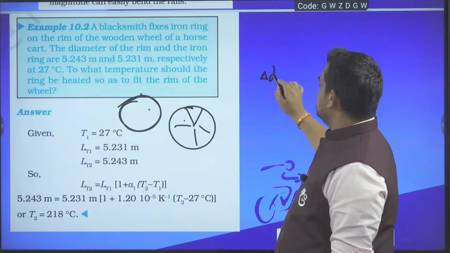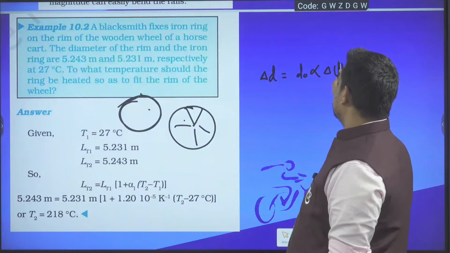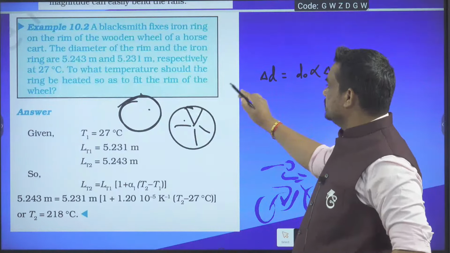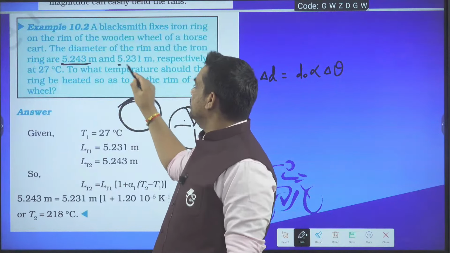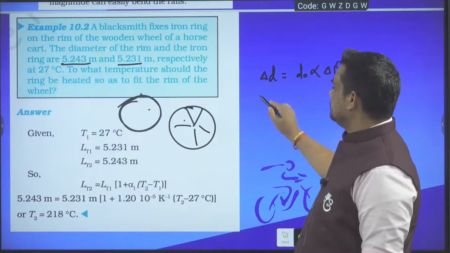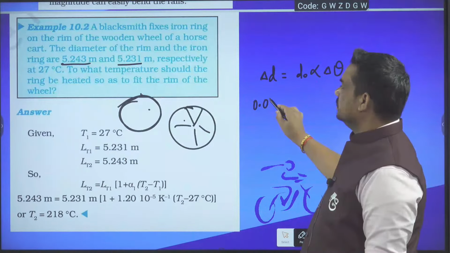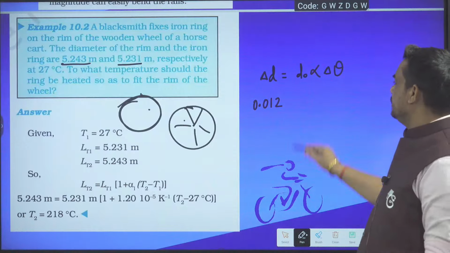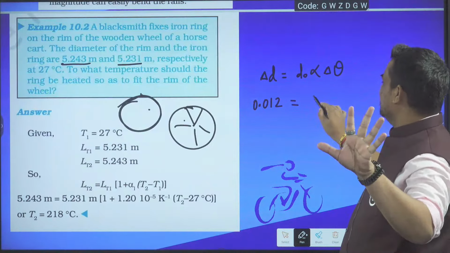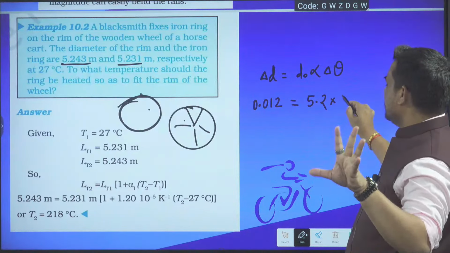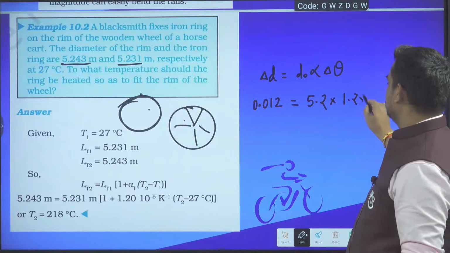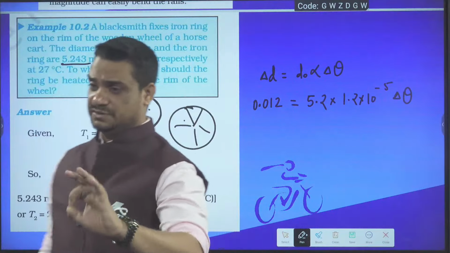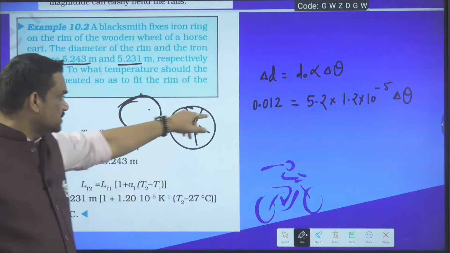So in that case delta D should be equal to D naught alpha delta theta. In this case this is 5.243 and this is 5.231. So how much do we need to expand? Actually 0.012 we have to expand. D naught I can take as 5.2, roughly, I'm taking the approximation. Alpha is given here, that is 1.2 into 10 power minus 5. Delta theta you have to calculate. What temperature change is needed? Don't go by the NCERT solution, you can just do it here. Clear?